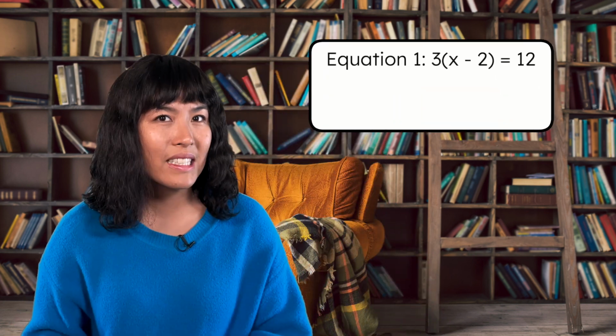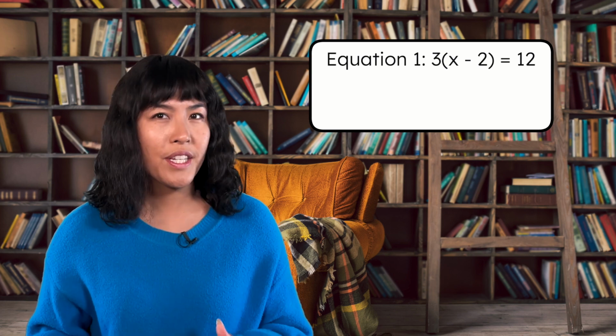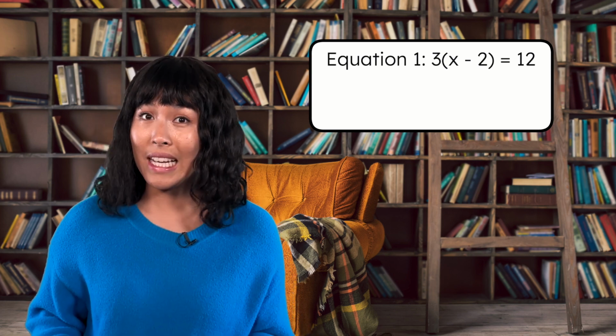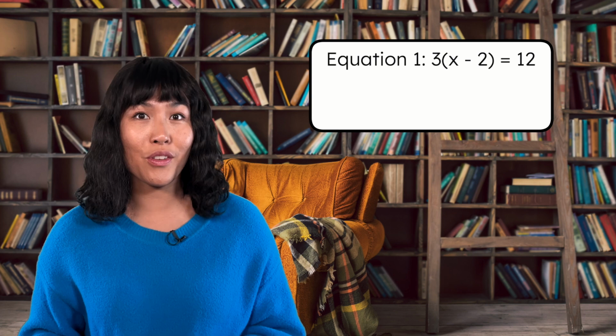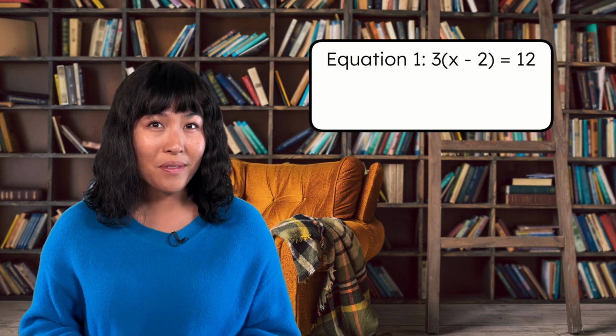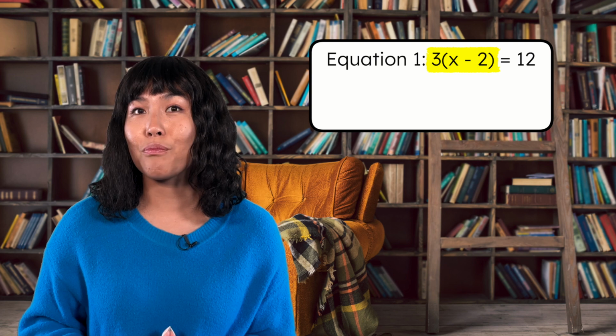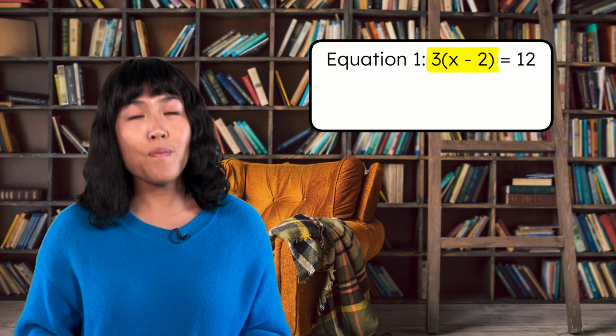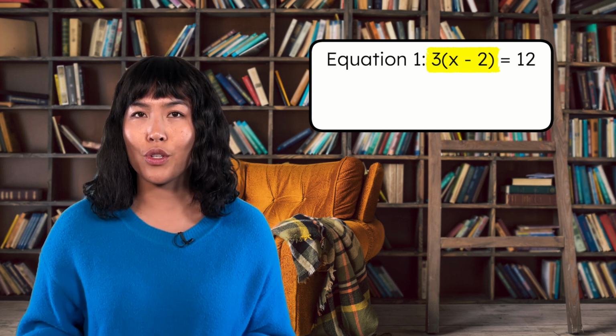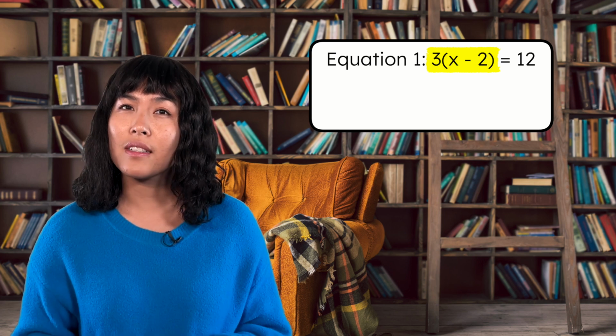Okay, so we've been solving many different equations. We've even worked with some fractions, but equation 1 has something new. What do you notice about the equation 3 times the quantity x minus 2 equals 12? Well, the left side of this equation has a set of parentheses, grouping the expression x minus 2 with a 3 in the front.